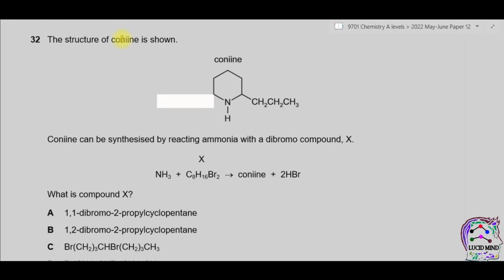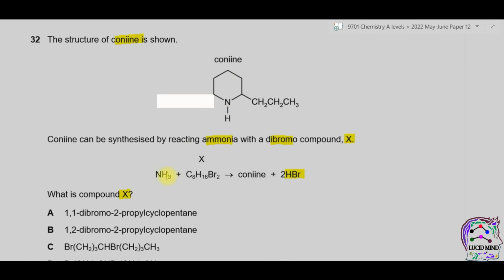Question 32. The structure of chlorine is shown. This is the structure. Chlorine can be synthesized by reacting ammonia with a dibromo compound X. Now NH3 reacts with dibromo compound to form chlorine and releases 2 HBr molecules. What is the compound X? You have to find out the structure or the name of compound X. That is the reactant that forms this product.